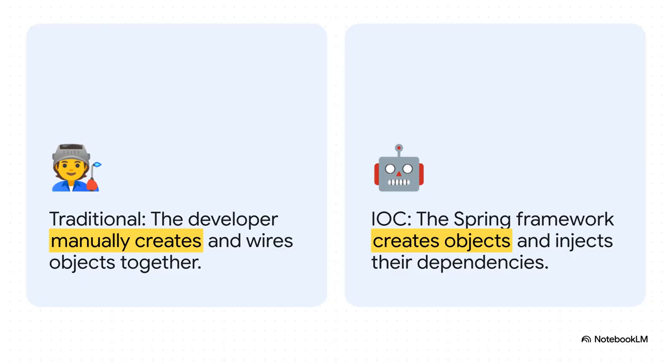And this really shows you the shift in thinking. On one side, the traditional way, you're basically a factory worker on an assembly line, manually building and connecting every single part. But with IOC, you become the architect. You draw up the blueprints, and the Spring framework becomes your automated factory, putting everything together perfectly based on your plan. This whole process, by the way, has a name: dependency injection.